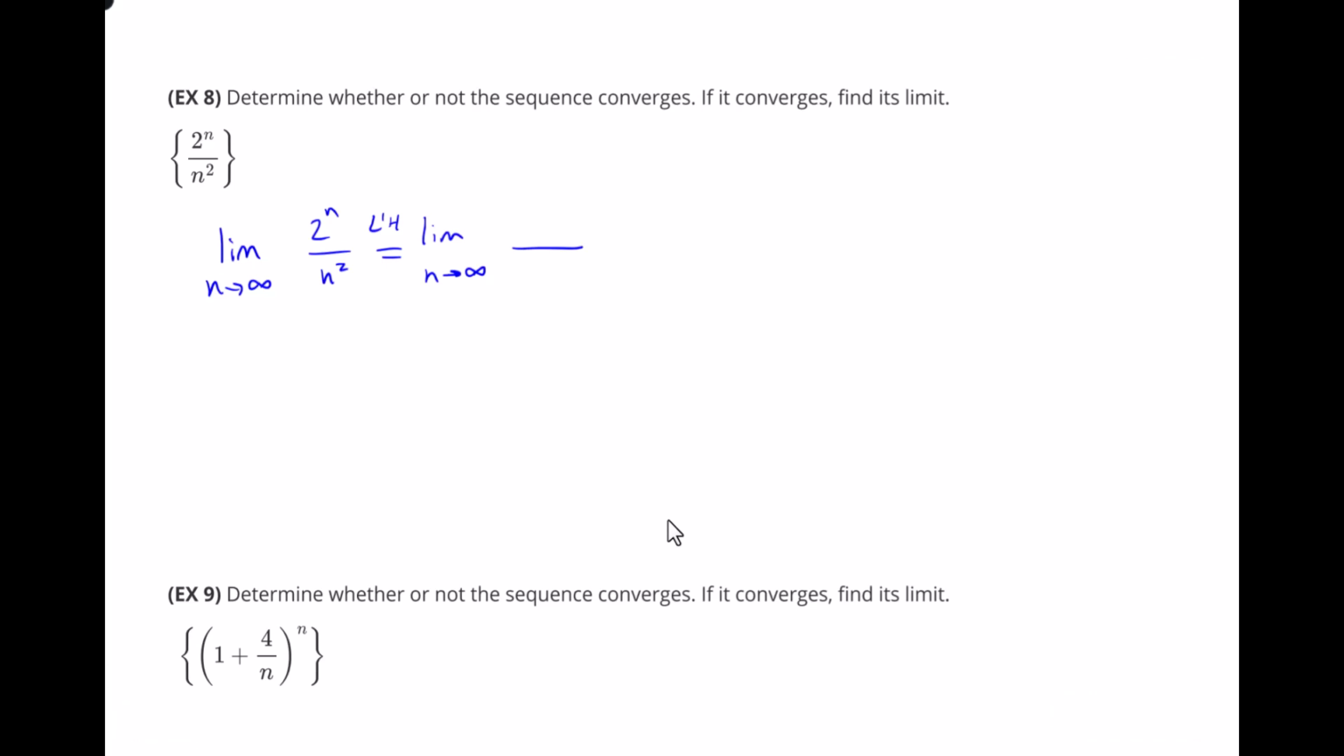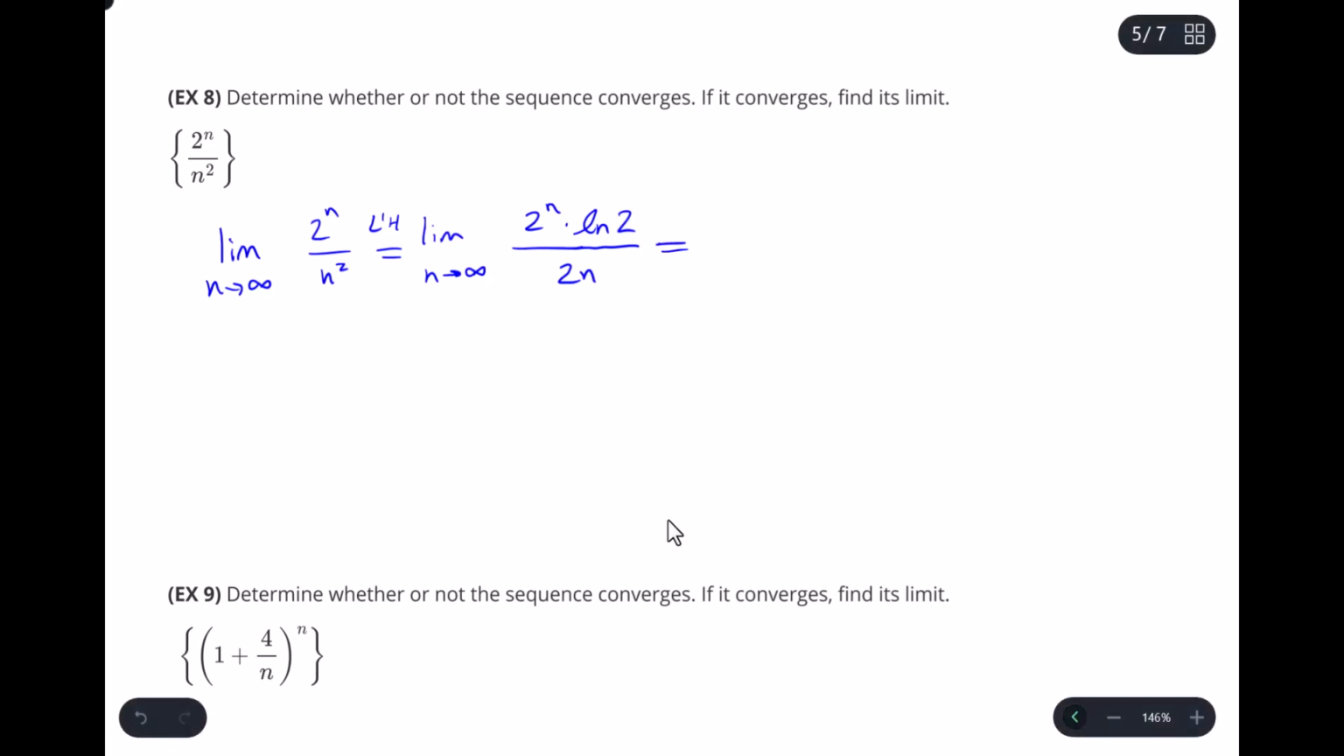So the derivative of an exponential is basically itself, but you have to multiply by the natural logarithm of the base. So if you have e to the n, that would have just been e to the n, because you multiply by the natural log of e, which is just 1. But any other base, you just multiply by the natural log of the base. The derivative of the denominator, since that's quadratic, will be 2n, and this essentially is still of the form infinity over infinity. So it's still an indeterminate, and we have to do another round of L'Hopital's.